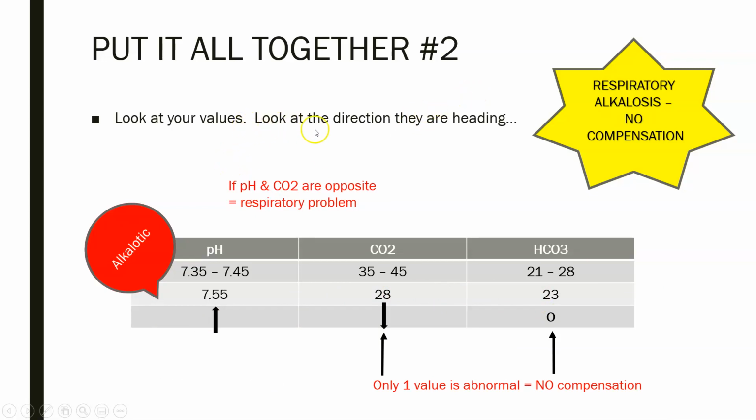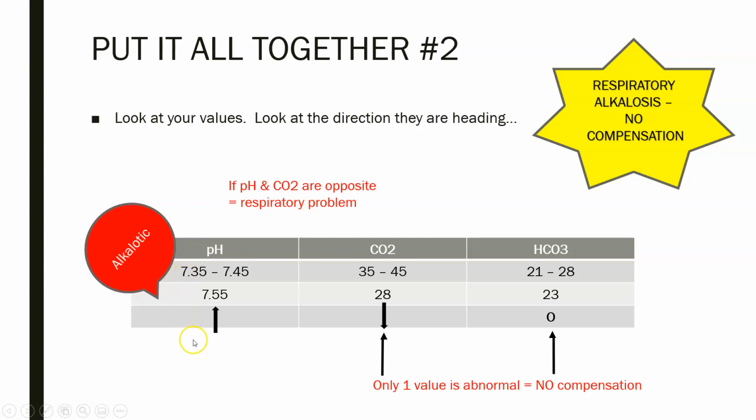Let's look at this. Look at your values, look at the direction they are heading. This value, 7.55, makes it alkalotic. 28, this is making it more basic. And this one is actually within range. If you needed to put an arrow on it, it would be heading downwards because it is heading to be more acidic. But based off of this, we know we have an alkalotic.